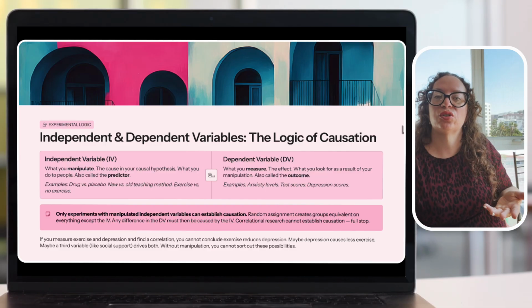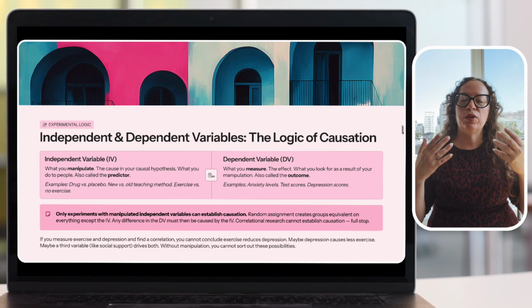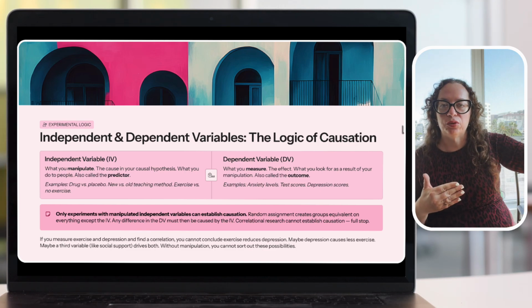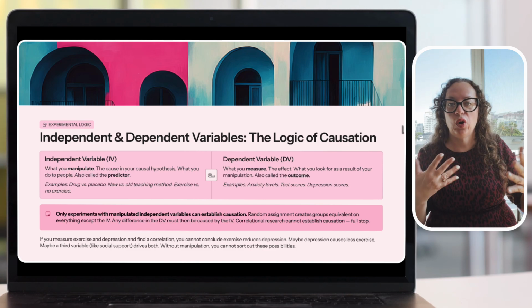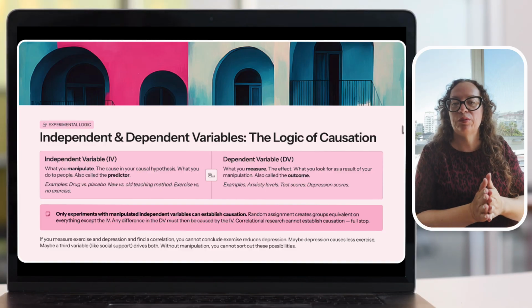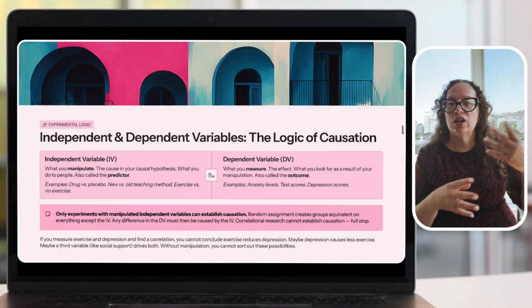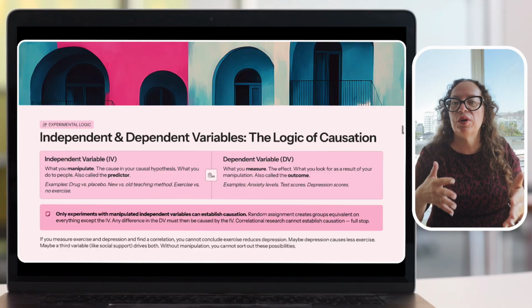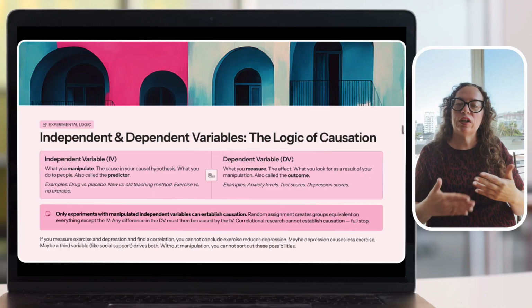So here's why this distinction is so important. Only experiments with manipulated independent variables can establish causation. Why? Because of random assignment. When you run a proper experiment, you randomly assign people to conditions. Flip a coin, draw names from a hat, use a random number generator, whatever. Make it genuinely random. So what does random assignment do?